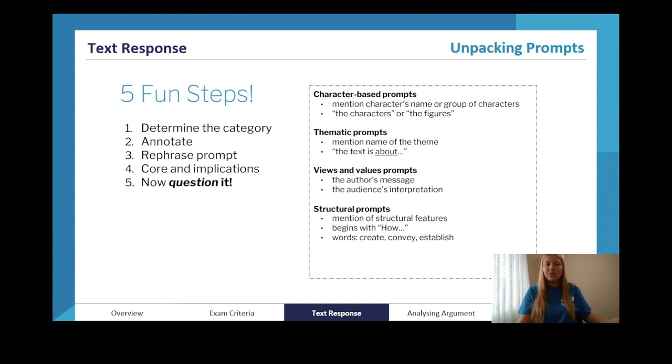So, what are the potential implications? Things this theme can lead to, or potential other things involved, you can raise questions to do with your core and implications to help you brainstorm. And then, of course, we question it. So again, quick summary on the side here, showing how you may spot the different prompts. If you don't feel confident with this, feel free to take this down and put it in your notes.